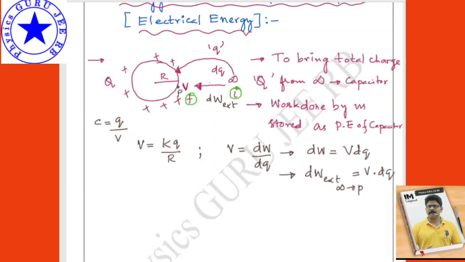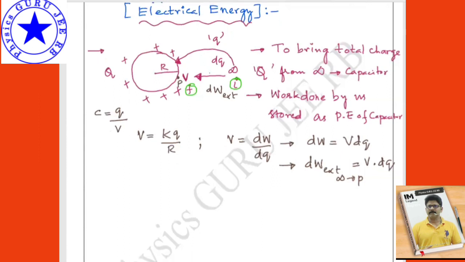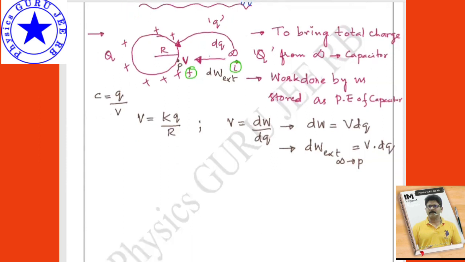Now I want the total charge. The potential due to transfer of small charge q is V. Now the work done dW is equal to V, and I'll directly substitute KQ divided by R, into dq, right? This is the small work done to bring the charge from infinity to the given point. Now we'll integrate on both sides to get the total work done.